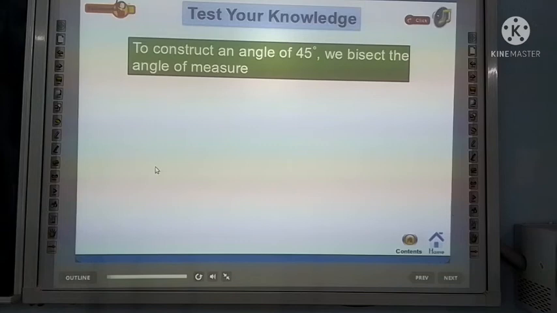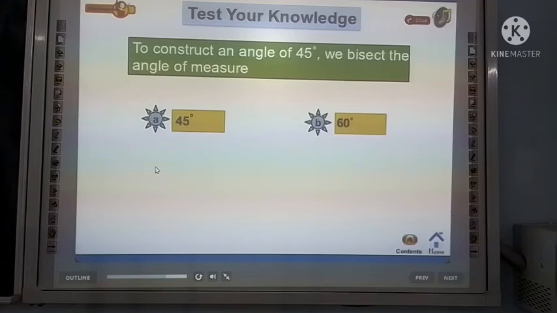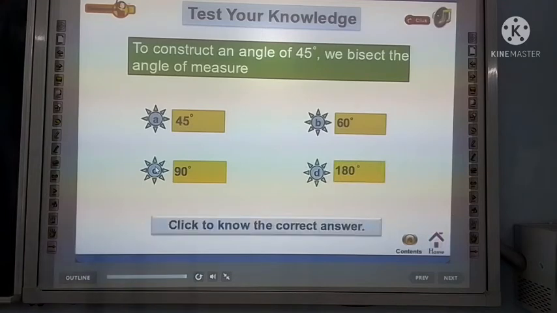Let us find the correct answer for the given question. To construct an angle of 45 degrees, we bisect the angle of measure: A, 45 degrees; B, 60 degrees; C, 90 degrees; and D, 180 degrees. Bisect 90 degrees and we can get 45 degrees.